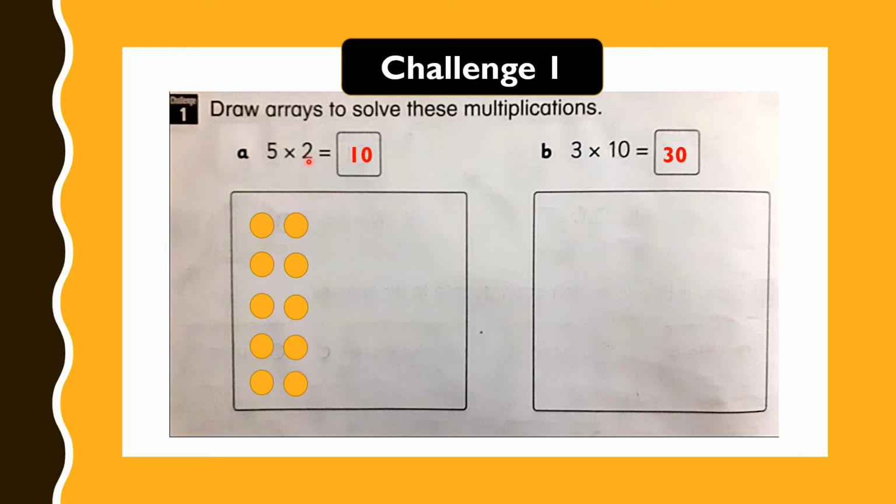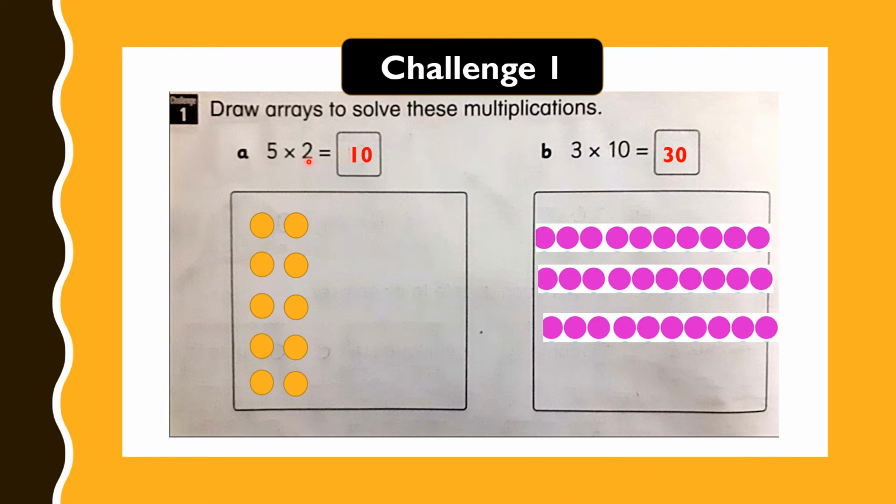Now see here, 3 times 10. Okay, now what will I do? I will make the array of 10 for 3 times. 1, 2 and 3. And what is the answer? 30, because we already know 3 times 10 is 30, right?